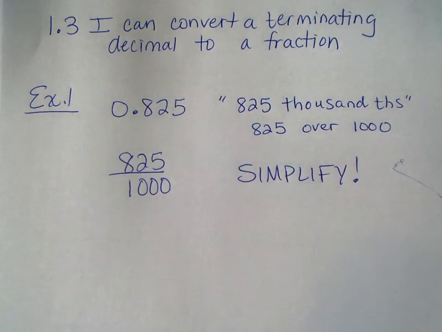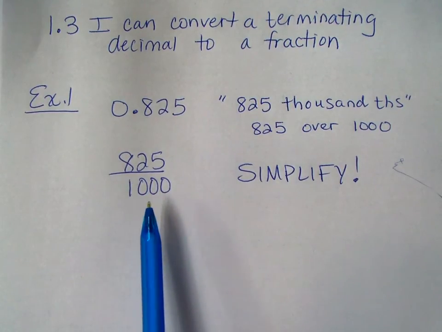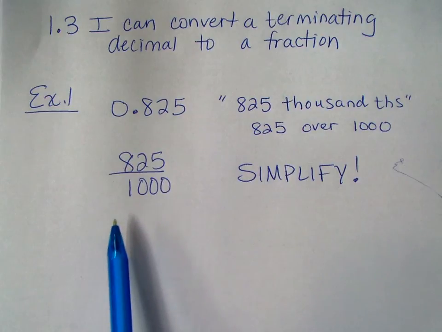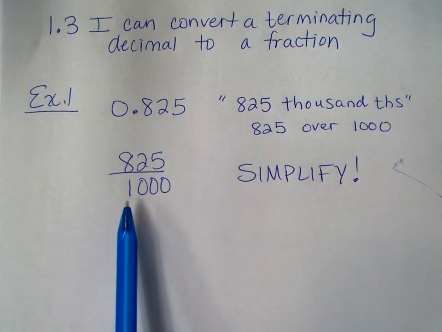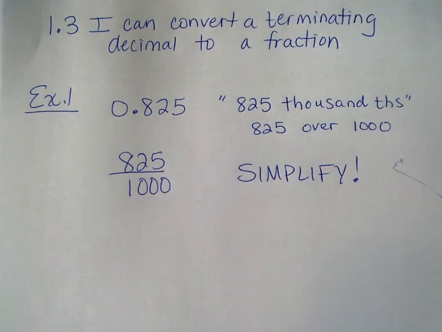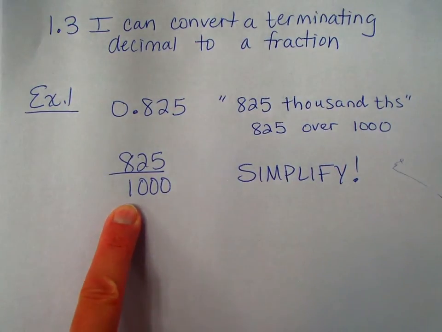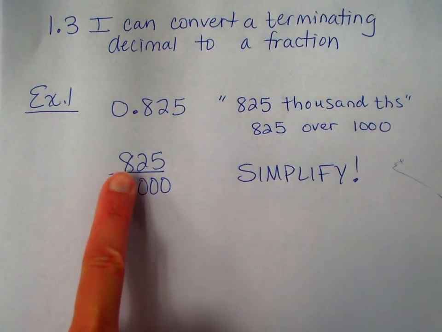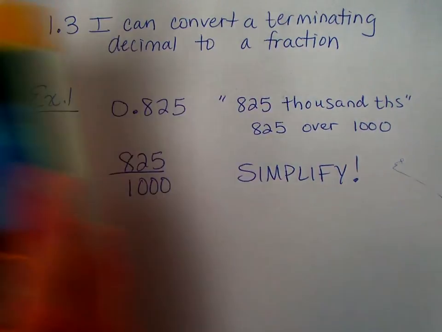And usually in the past, we look for that greatest common factor. Does anyone know what might be the greatest common factor that would go into both of these? 25. So you could divide both by 25 and you simplify your fraction. For this, I am going to allow you to use your calculators because I think it's such a neat feature that your calculator has. If you just go ahead and put in your 825 divided by 1,000.